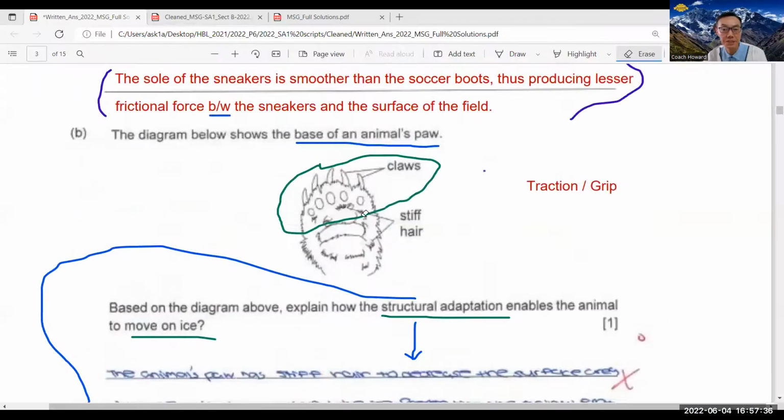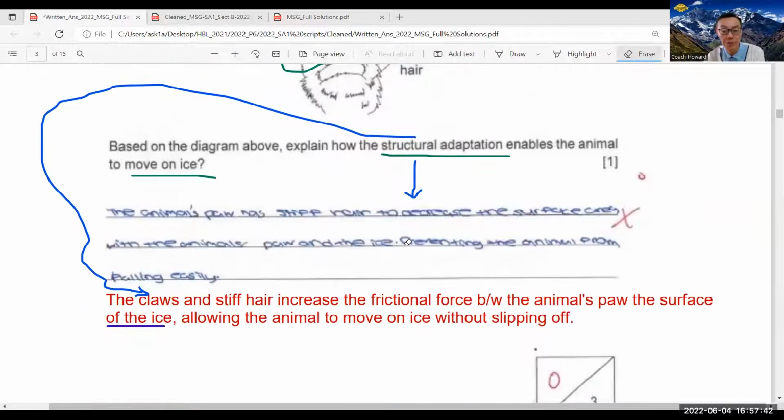Okay, so you have seen this polar bear adaptation. So come back to these questions. Look at the claws, right? The claws increase the frictional force. The claws and stiff hair increase the frictional force between the animal's paws and the surface of the ice.